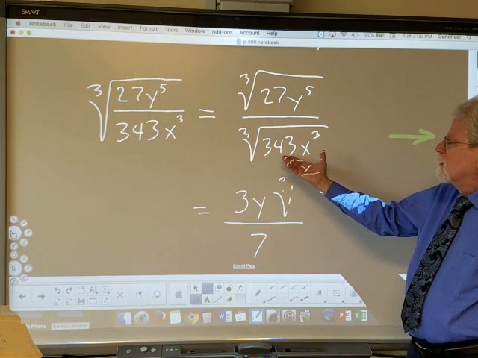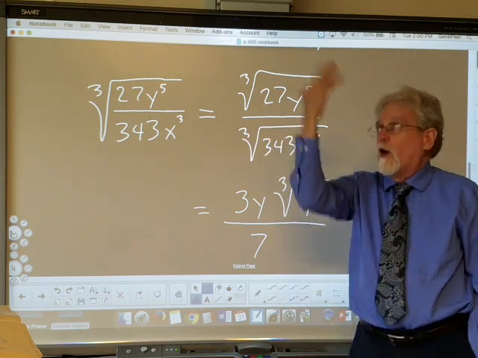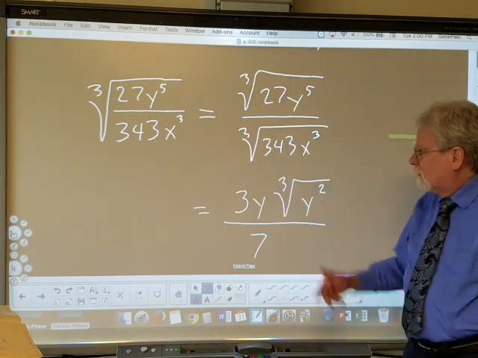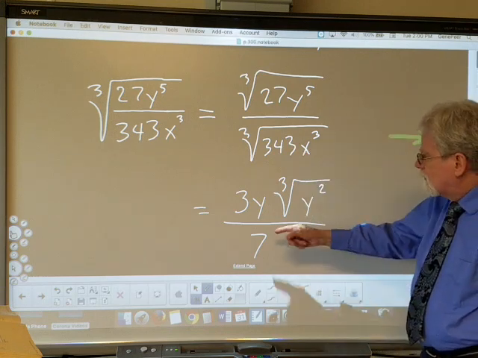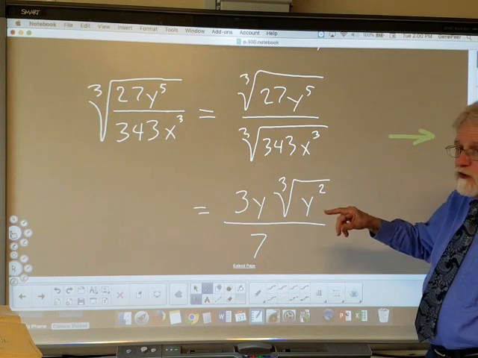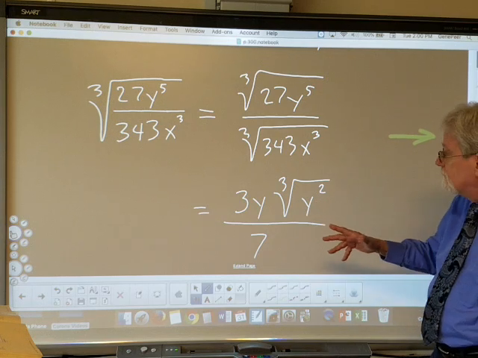On a test, I would not give you something like the cubed root of 343 because I do not expect everyone to just know that 7 times 7 times 7 is 343. Who knows that? So I would not give you that on a test. I'd make it easier, like 125 or 27 or 8. Those are easy to take the cubed root of.